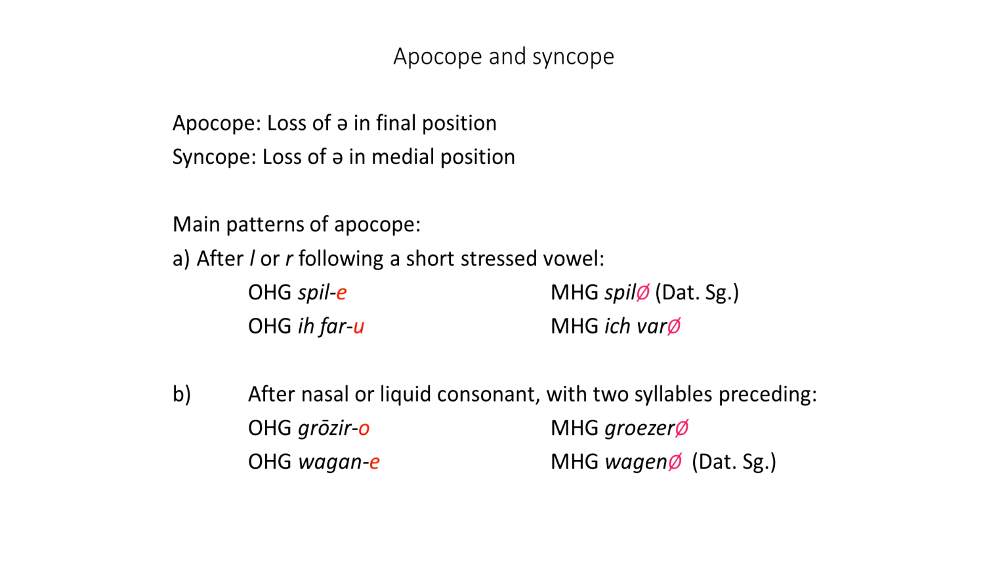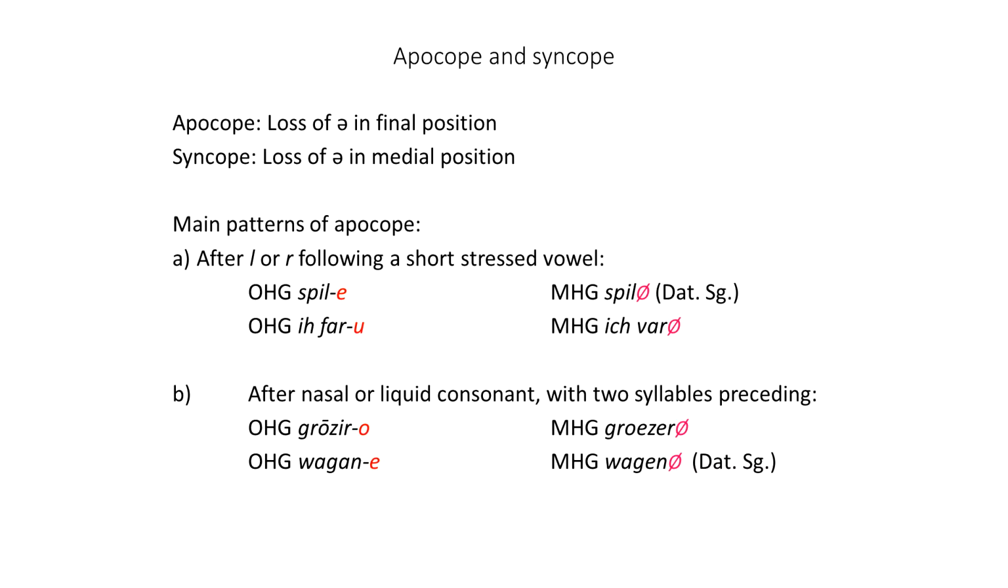For example, Old High German spile, Middle High German spil. Old High German ich faru, Middle High German ich var. The alternative situation is after a liquid or nasal in the syllable coda. Old High German grōzer, Middle High German grōzer. Old High German wagane, Middle High German wagen.